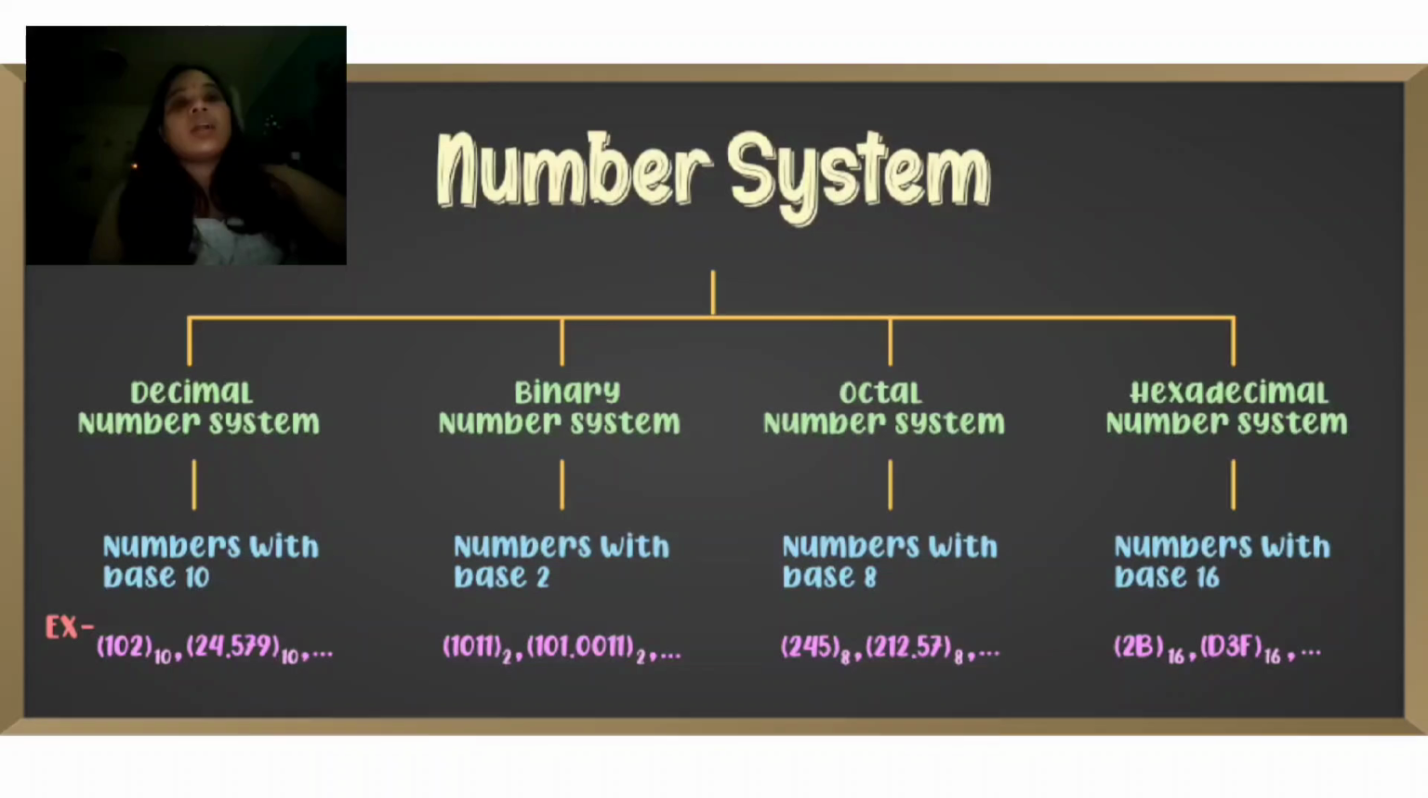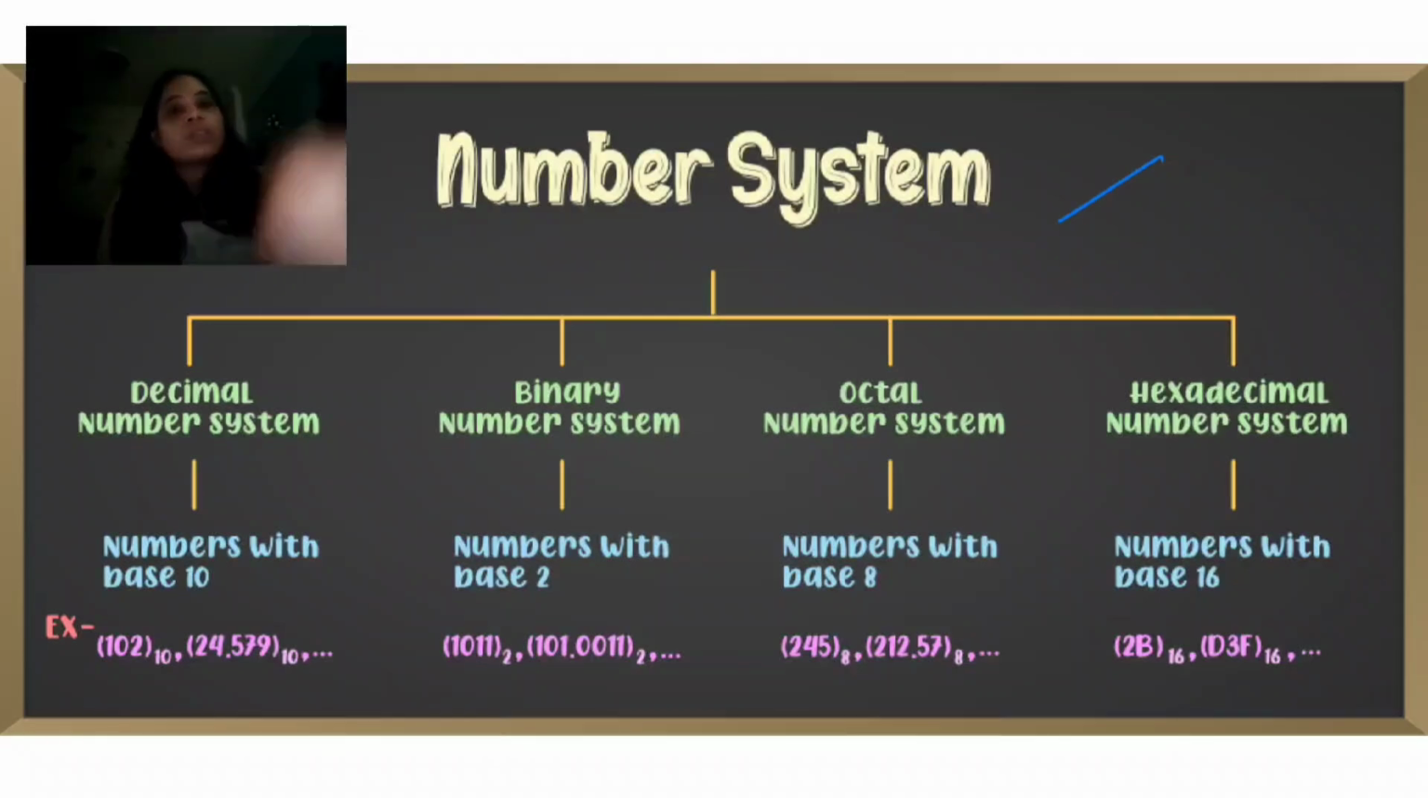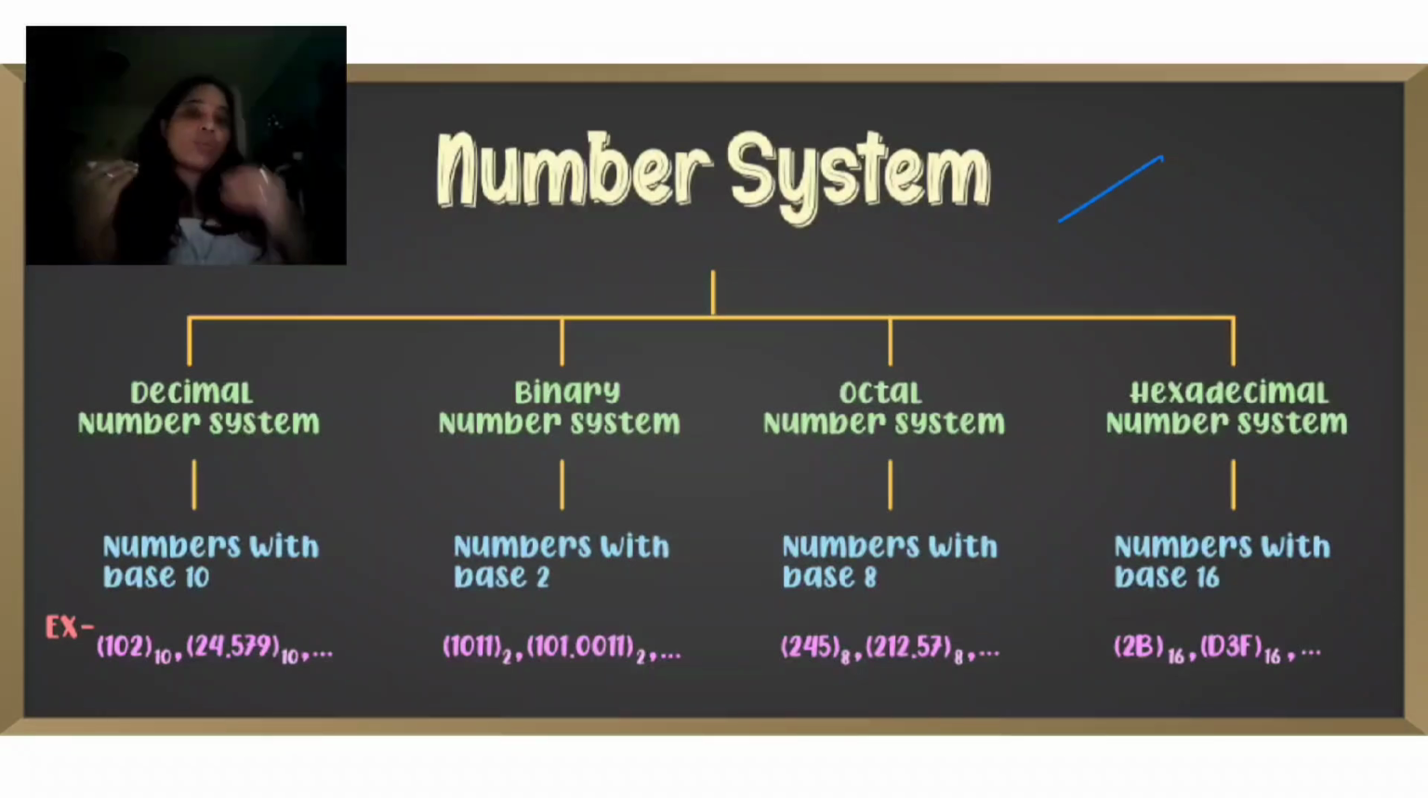Here you can see the chart. In digital electronics, the number system is the basic foundation. Number systems can be split into 4 categories: decimal, binary, octal, and hexadecimal. As I already said, decimal base is 10, binary base is 2, octal base is 8, and hexadecimal base is 16. 16 means we use the numbers 0 to 9, and after that, 10 to 15 we put some alphabets. That is hexadecimal conversion.